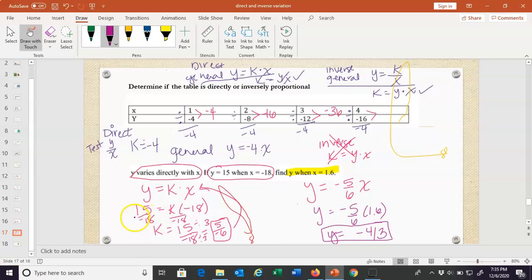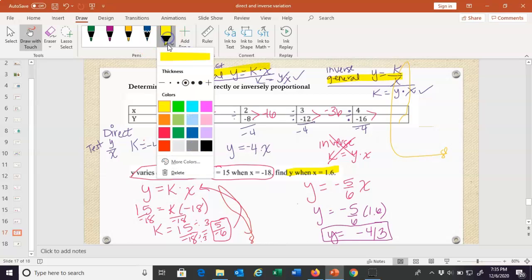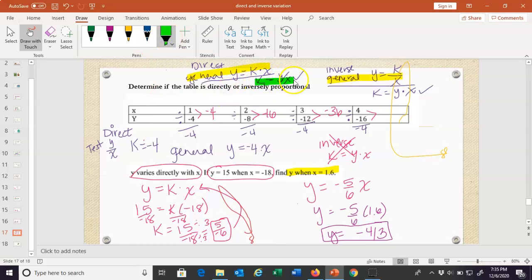So we've seen two types of variation today. Direct, which always goes through the origin. Inverse, which never goes through the origin. And then we've looked at the two different general forms and the two different k value tests, if you will.